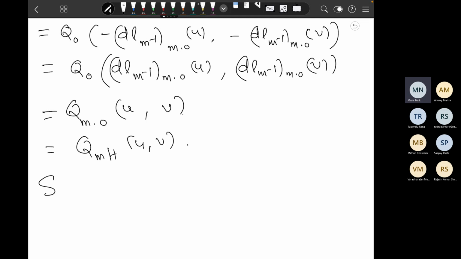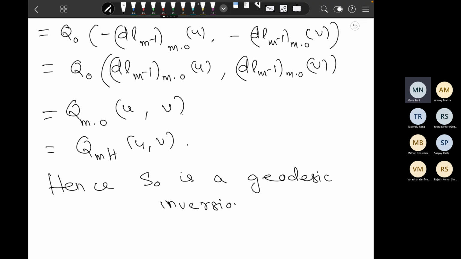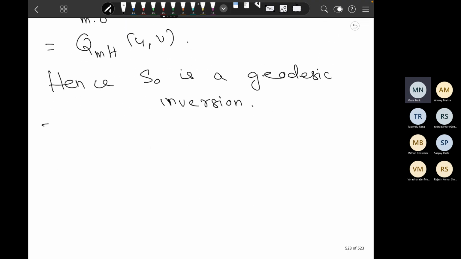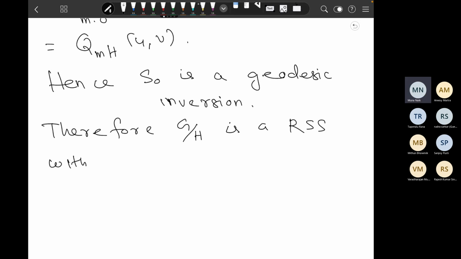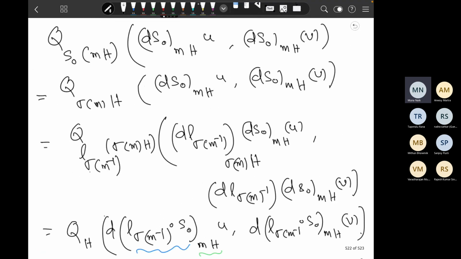Hence this S naught is a geodesic inversion. Now therefore G mod H is a Riemannian symmetric space. So this is a Riemannian symmetric space. And what is the isometry at other point? With this, S_{g·o} is really g S0 g inverse. Actually, we have seen that. So this we have proved.